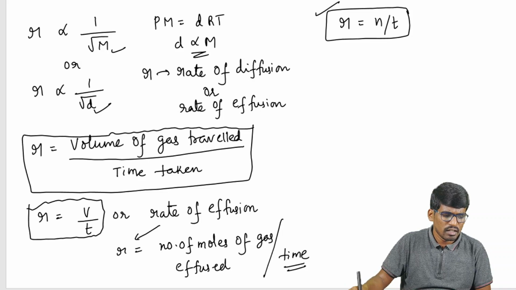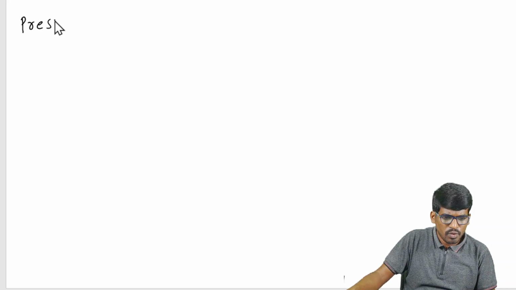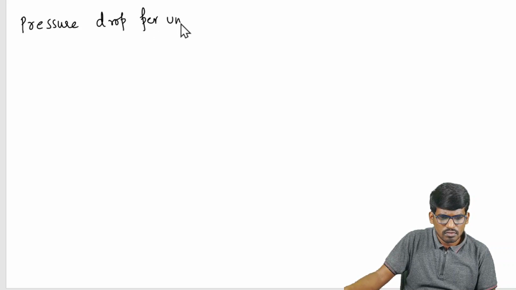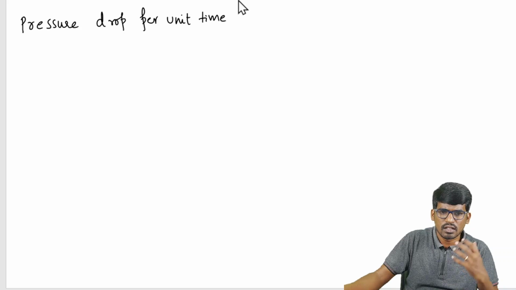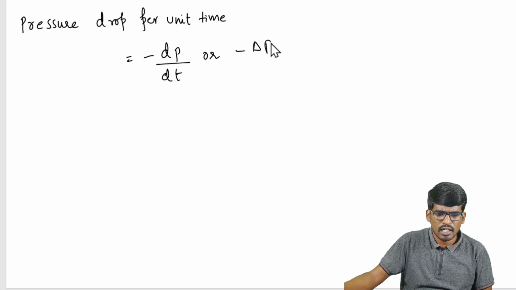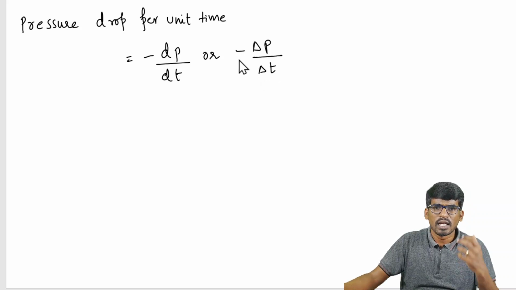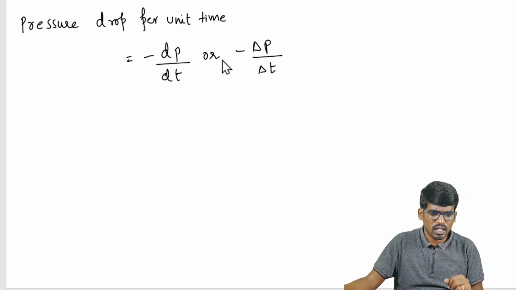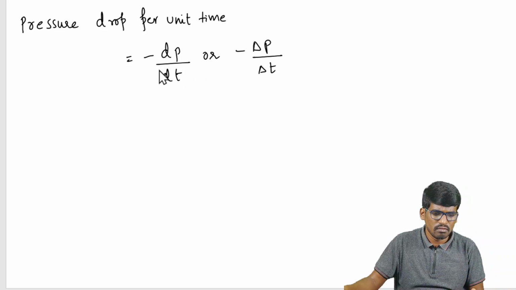And I can write it as, whenever a gas is effusing or diffusing, there you can see the pressure drop. That pressure drop per unit time, you can see the pressure drop. So there is a decrease in the pressure, of course. Pressure drop per unit time can be taken as minus dP by dt, or else I can take it as minus delta P by delta T. Here minus indicates that there is a decrease in pressure. That's why I've taken minus dP by dt or delta P by delta T.